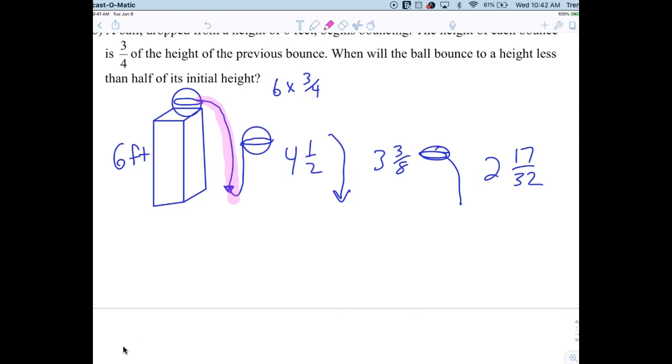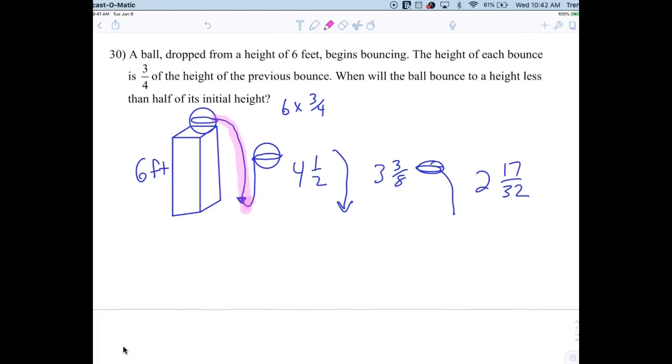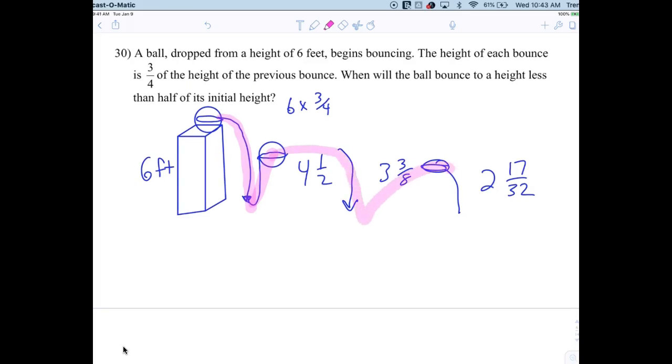It's 4 1/2. Now it's at 4 1/2, times 3/4. Again. There you go. And now it's less than 3 feet. It took the ball what? 3 times.